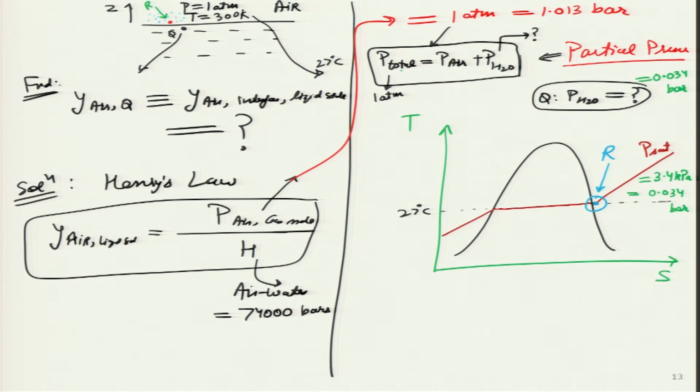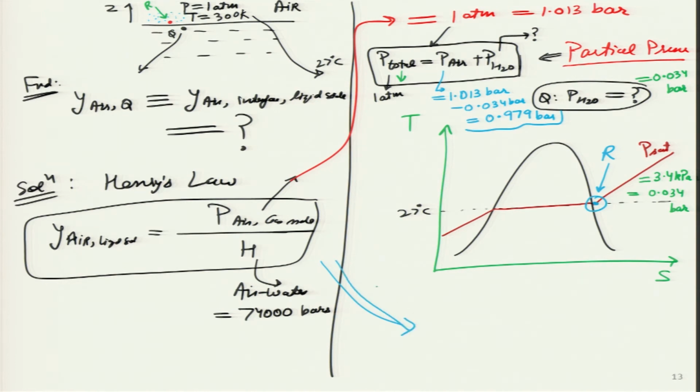Now, if I know the total atmospheric pressure, I can calculate the pressure of air, and it will be simply this minus this. So, this is 1 atmosphere, I will convert into bar, 1.013 bar. Then I subtract the water vapor pressure out of it, 0.034 bar. I do this using a calculator, and I figure out the pressure of air at that point is simply 0.979 bar.